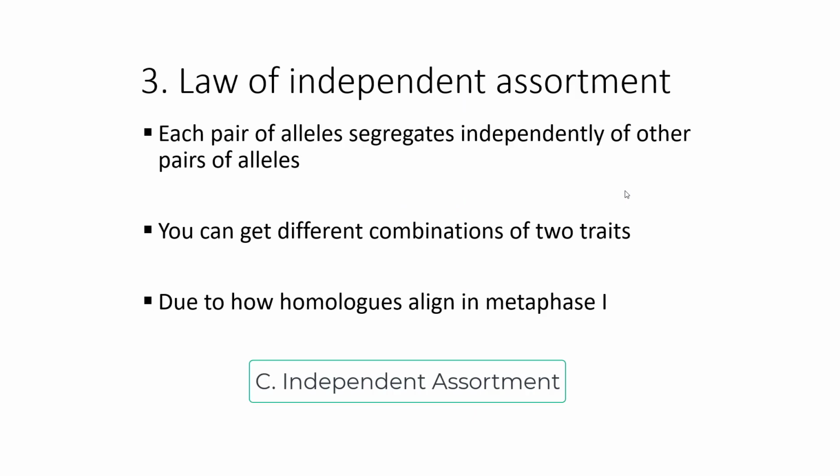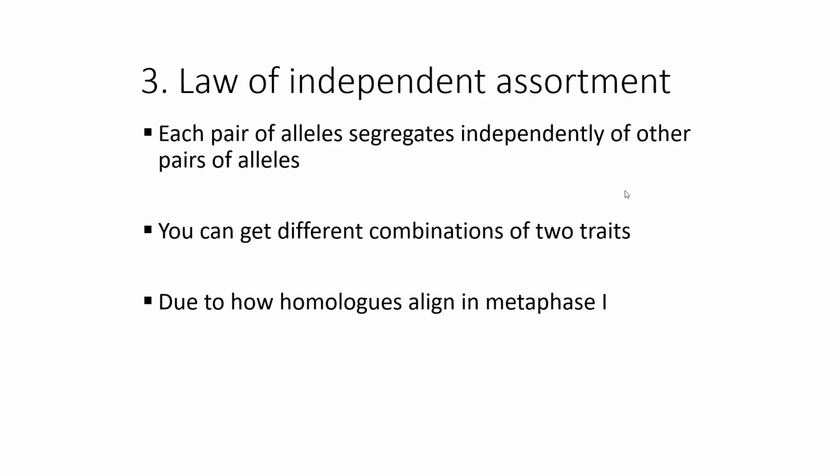Last, the law of independent assortment. Each pair of alleles will segregate independently of other alleles. So this means there are different combinations of 2 traits. If we look back at metaphase 1, you saw that the different chromosomes didn't all line up with the father's chromosomes on one side and the mother's chromosomes on the other when they paired with their homologues. And when they segregated during meiosis 1, they segregated independently of one another.